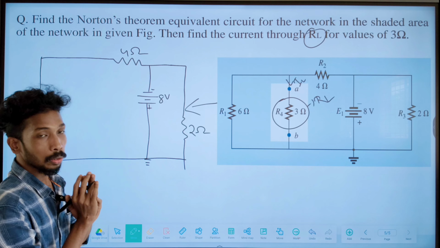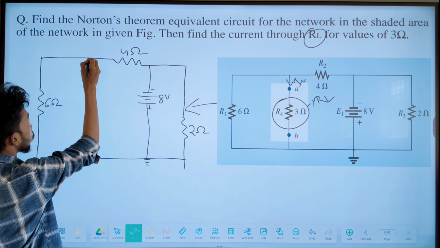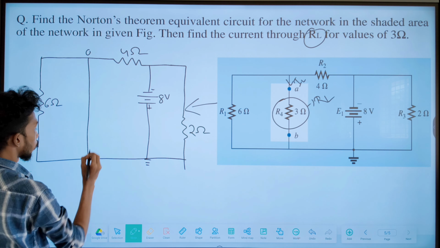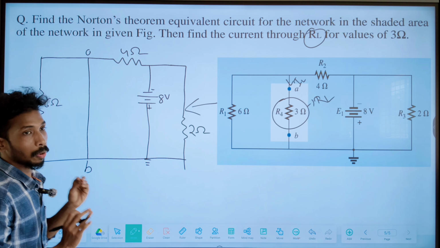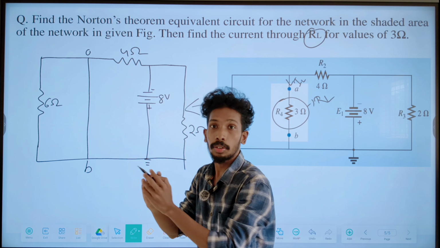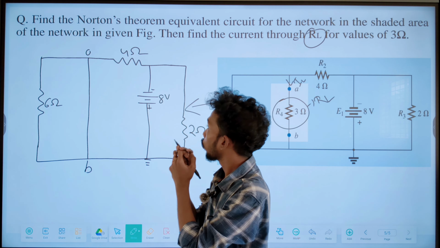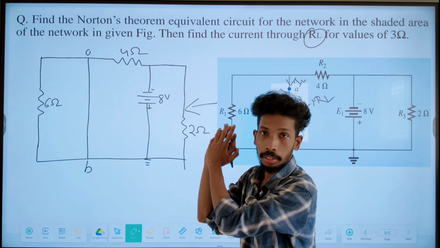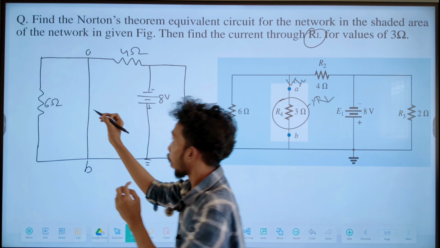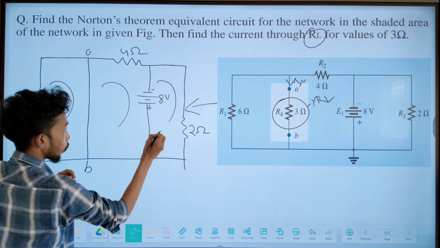So then what will we do? We will make this load resistor a short circuit branch. So we can simply make it short circuit, and this is our A terminal and this is our B terminal. Now we will find out what is the current flowing through this short circuit branch, and that current is our Norton current. So if we see this circuit, 3 meshes are present. This is our first mesh, this is our second mesh, and this is our third mesh.